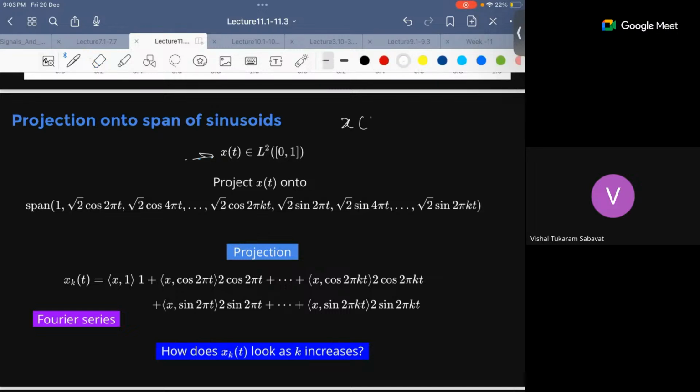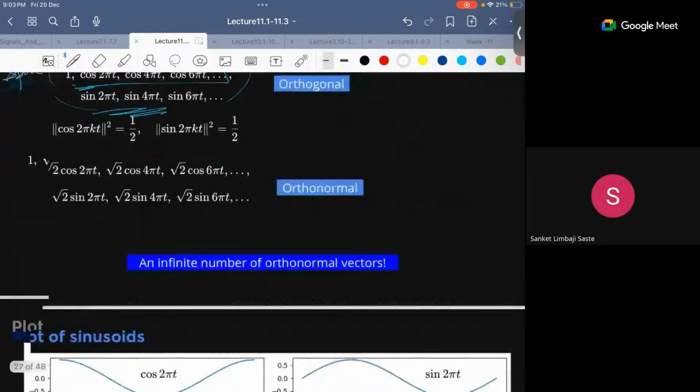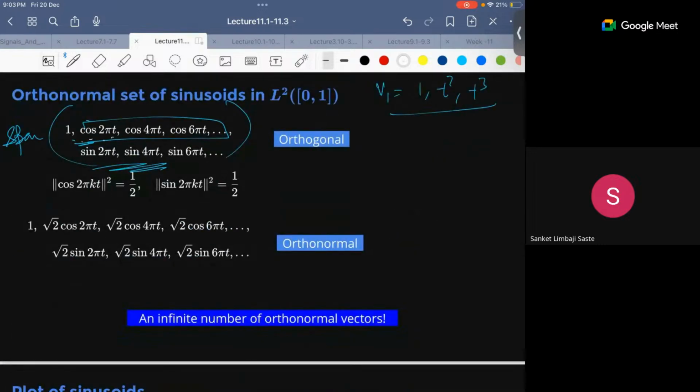So x(t), the inner product of x(t) with the orthonormal basis function u1, in the direction of u1, plus so on. The same thing we'll be using here. But here our u1, u2, we have already got, right? These are the sinusoidals, we have already been given them, right?